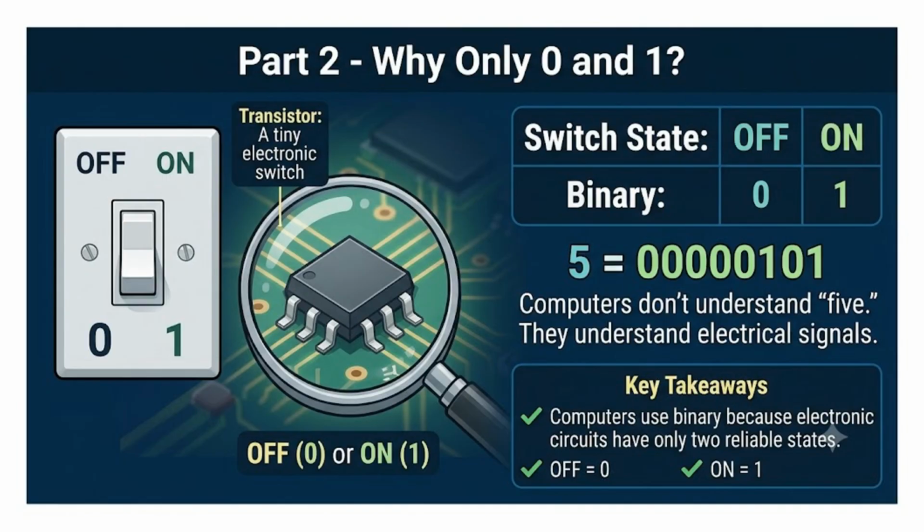For example, the decimal number 5 is stored in binary as 00000101. A computer doesn't actually understand the word 5. Instead, it reads a pattern of electrical signals made entirely of zeros and ones. That's why every piece of information, whether it's a number, a letter, a photo, or even a video, is ultimately stored using just these 2 binary states. This simple idea is the foundation of all modern computing.